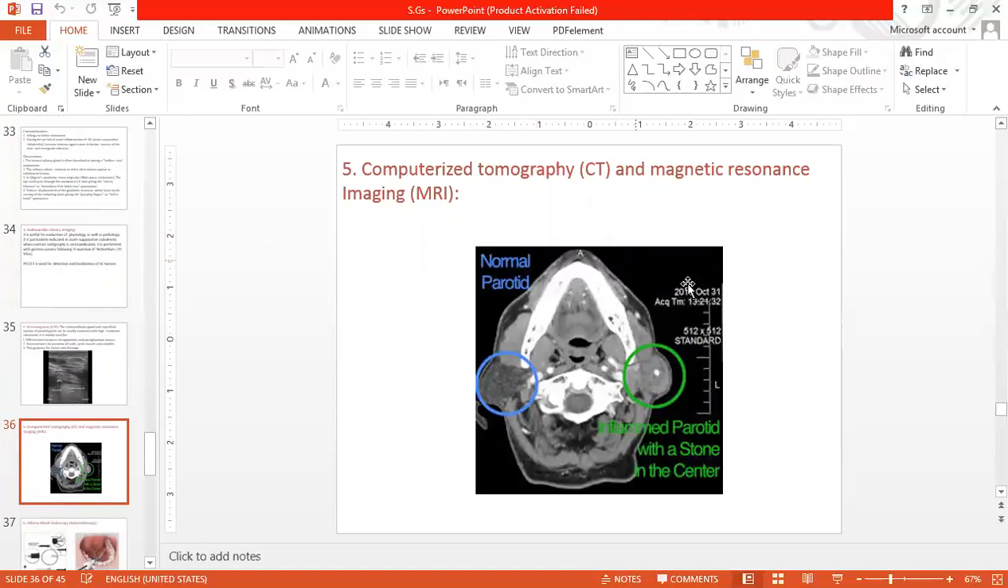This is the CT scan, which can also be used. Here we can see the stone inside the parenchyma of the parotid gland. This is the normal parotid gland, and this is the affected condition, where there is a hyperdense mass inside the gland, which indicates a stone in the parotid salivary gland. This is the axial view CT scan. We can see here, as I said, the calculus or calculi, or sialoliths, inside the parotid gland.